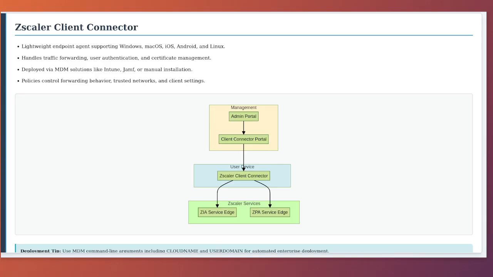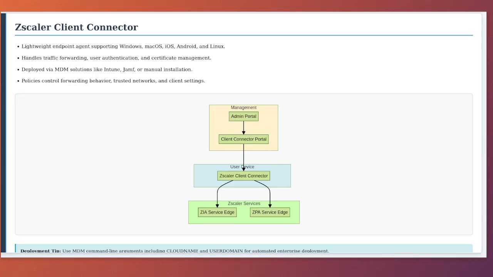The client connector can be deployed through various methods. Enterprise MDM solutions like Microsoft Intune, Jamf, or VMware Workspace ONE can push the client to managed devices. The installer accepts command line arguments for configuration including the cloud name and user domain. For testing, users can download and install the client manually from the Zscaler Client Connector portal.